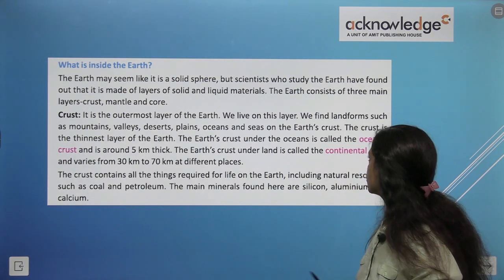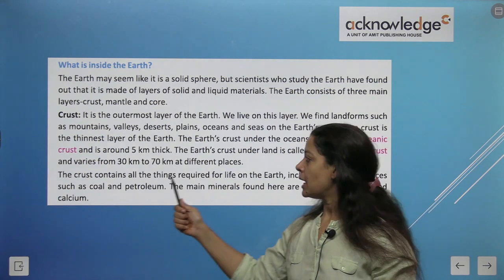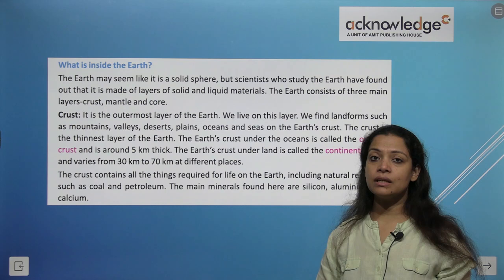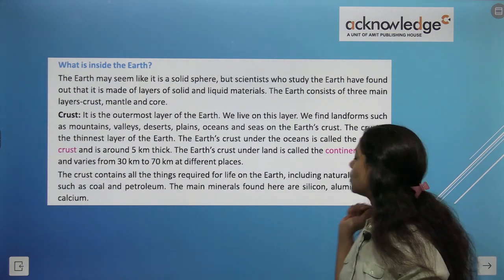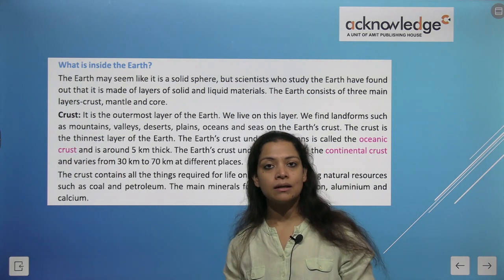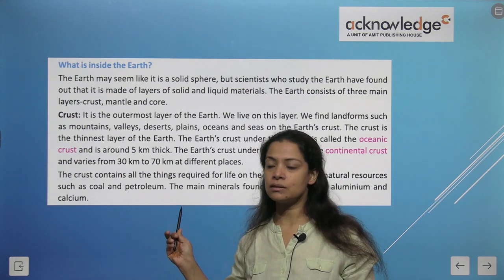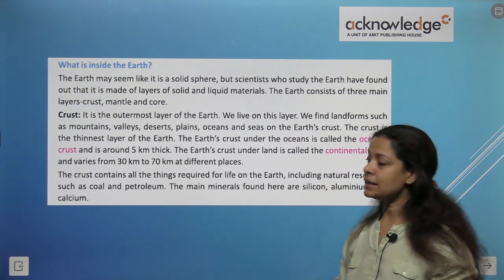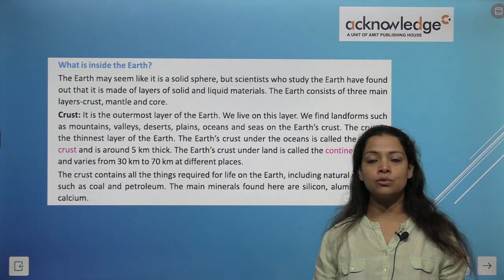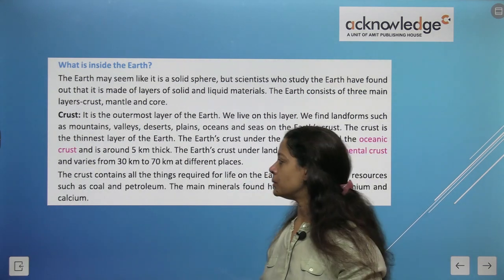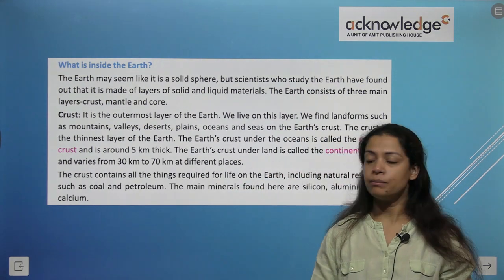Earth's crust under the ocean is called the oceanic crust and it is about 5 kilometers thick. Earth's crust under the land is called the continental crust. So the crust inside the ocean is called oceanic crust, which is around 5 kilometers thick. And what is under the land, the soil and ground, we call continental crust, and it varies from 30 kilometers to 70 kilometers at different places.